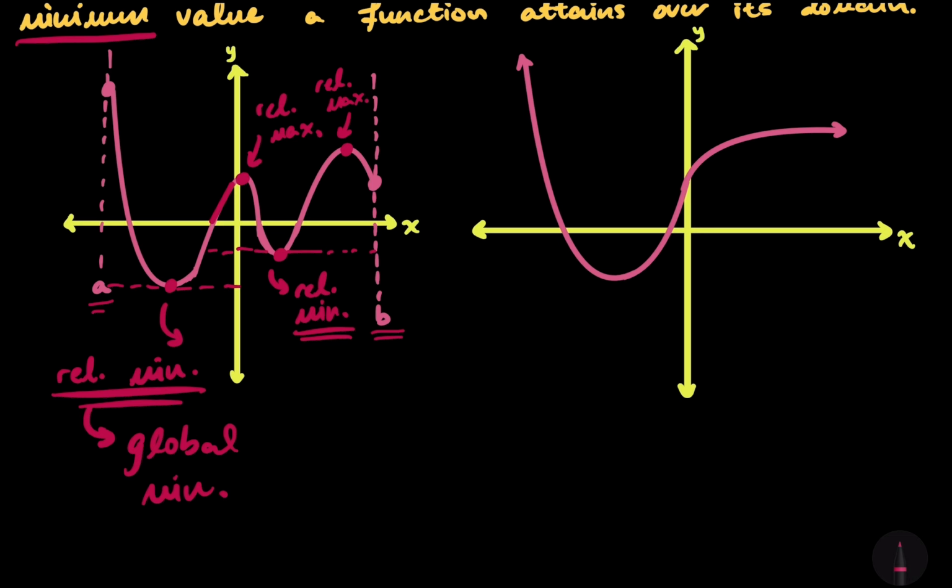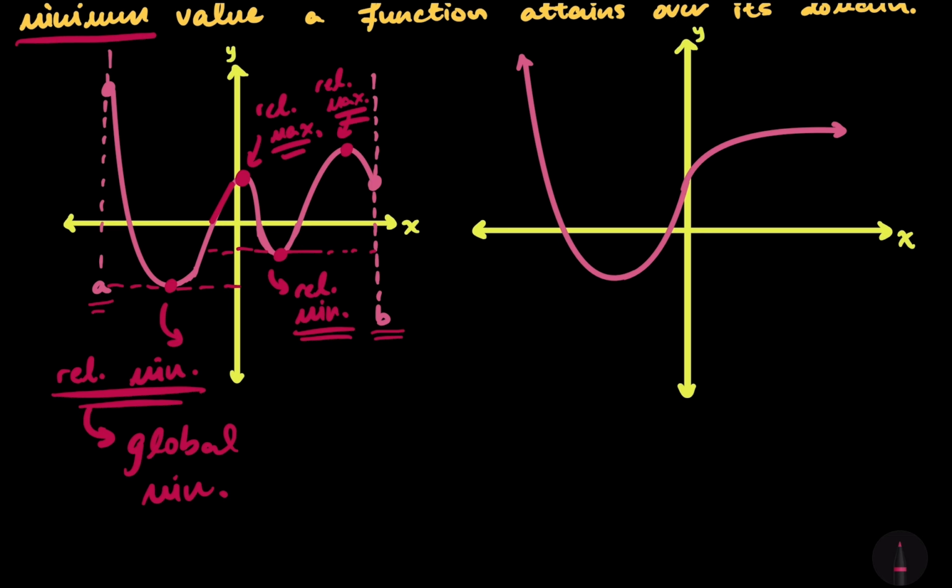And so now we can go ahead and think about the global maximum. And so here we have two relative maximum points. We have this one right over here, let me highlight it, and then this point right over here. These are two relative maximum points. But neither of these are actually our global maximum.